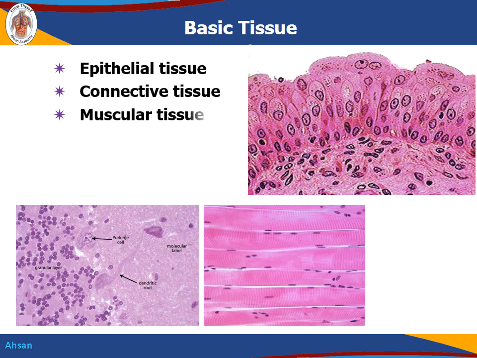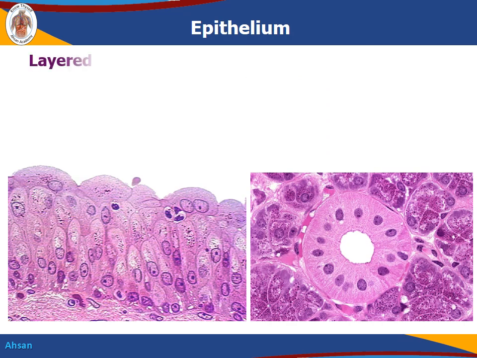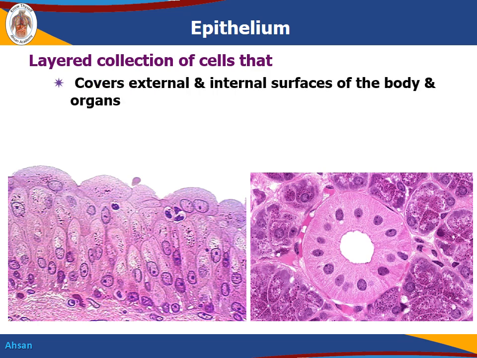Basic tissues may be of four types: epithelial tissue, connective tissue, muscular tissue, and nervous tissue. So here in this presentation, the epithelial tissue will be discussed. Epithelial tissue is the layered collection of cells. The cells are very closely opposed and form a cluster of layers. So they usually cover the external and internal surfaces of the body, or they can produce some cells.